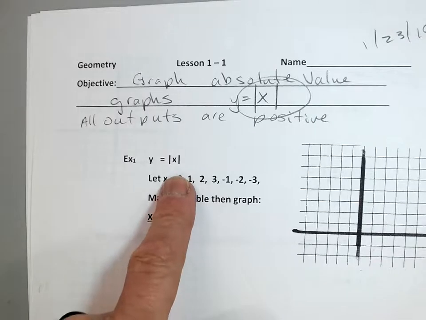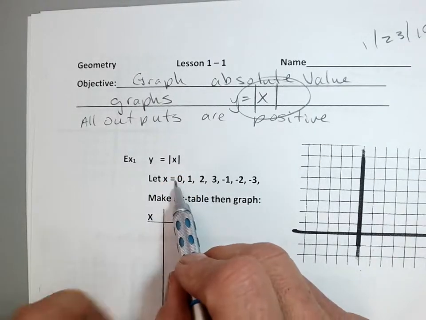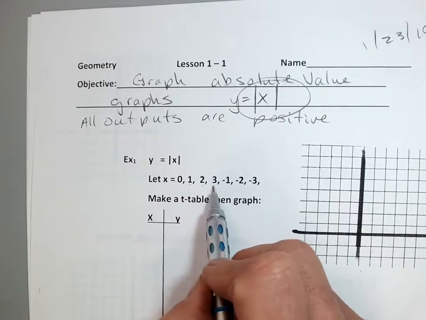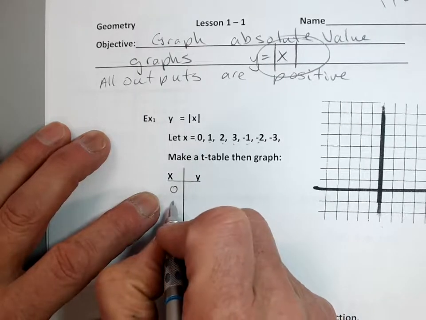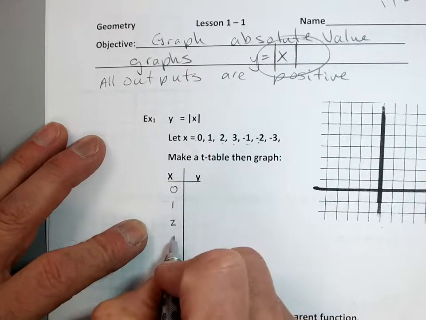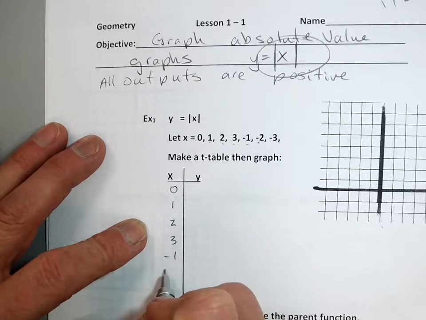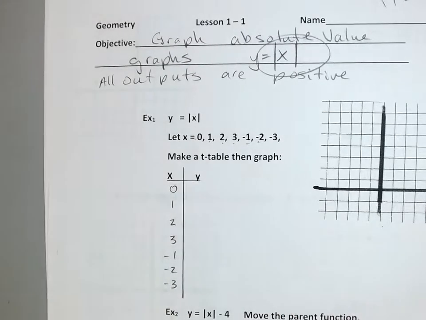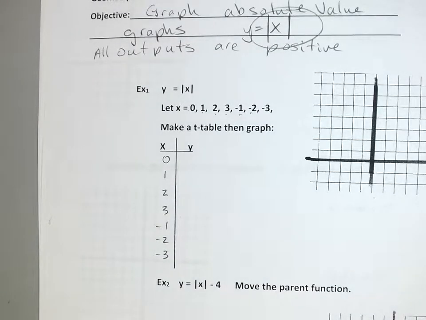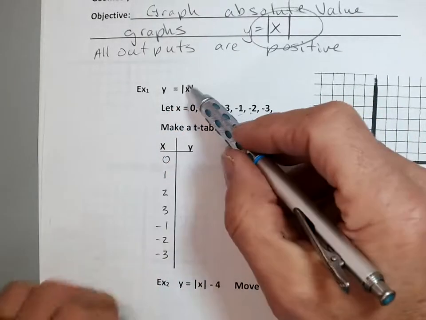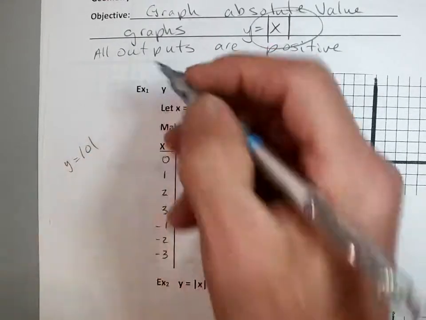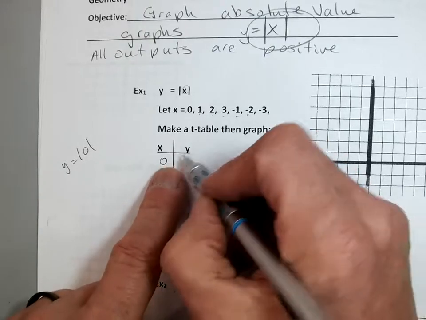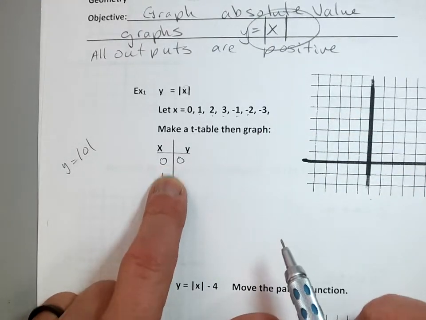So let's go ahead and do a little t-table on this, okay? So we want to let x be 0, 1, 2, 3, then -1, -2, -3. So whatever goes in as an input pops out as an output positive, right? So if I were to put 0 in, y equals the absolute value of 0. Well, the absolute value of 0 is just 0, would you agree? So I'd have a corresponding y value of 0.